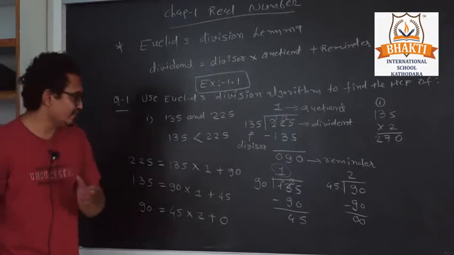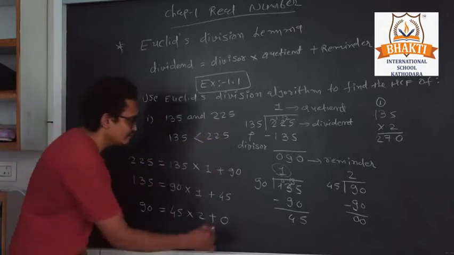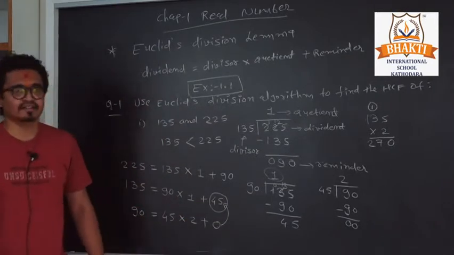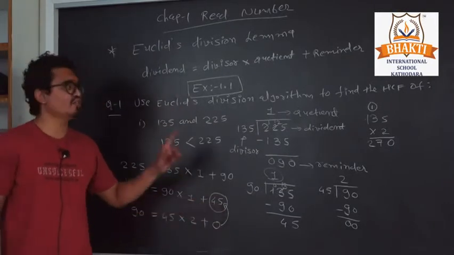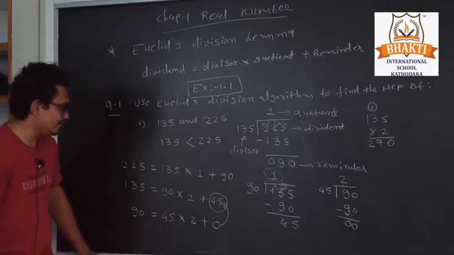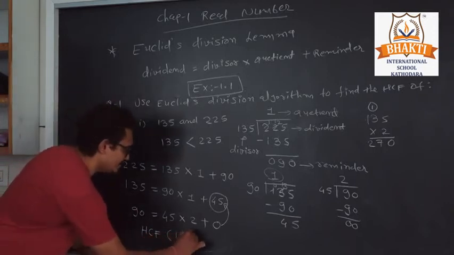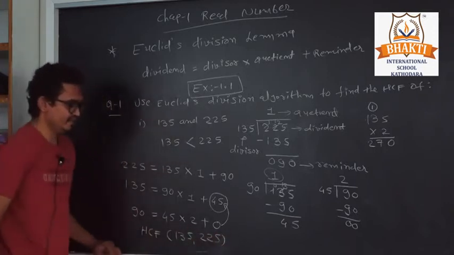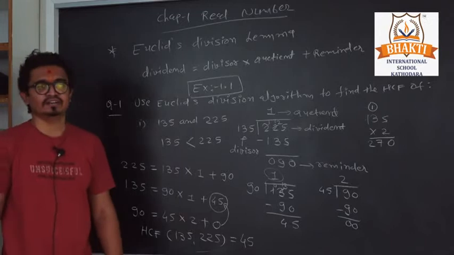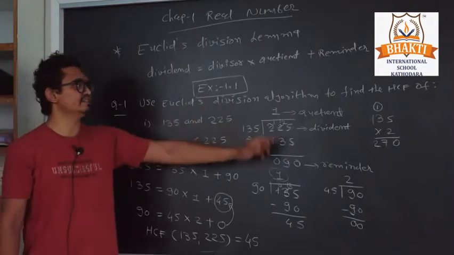So now we can finally find out the HCF between 135 and 225. Before we got the remainder 0, the remainder was 45. So 45 is our HCF between 225 and 135. So we can write: HCF of 135, 225 is equal to, what is our answer? It will be 45. So this is the procedure to complete that sum by using the Euclid division algorithm.